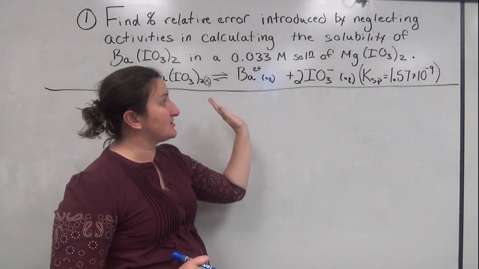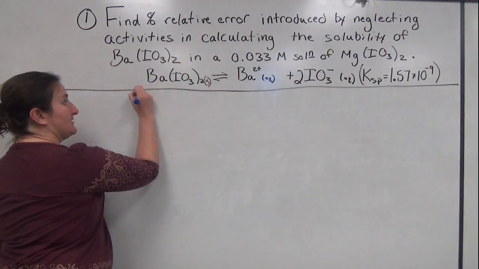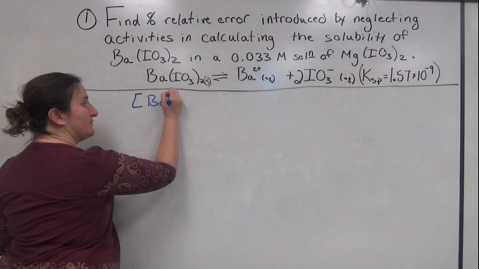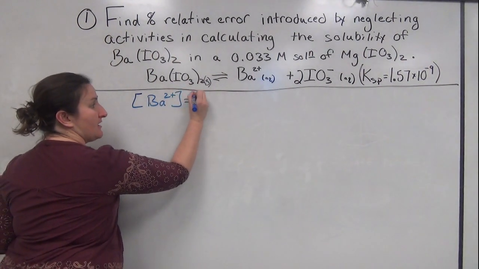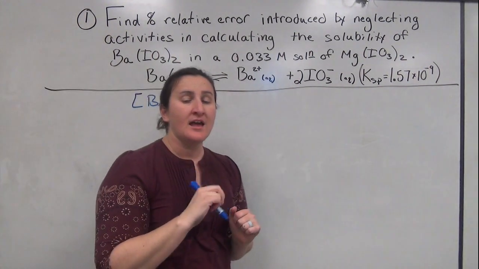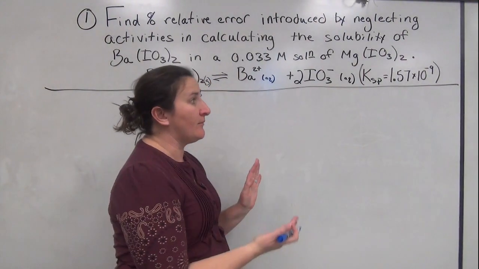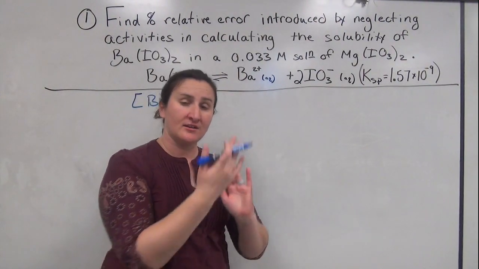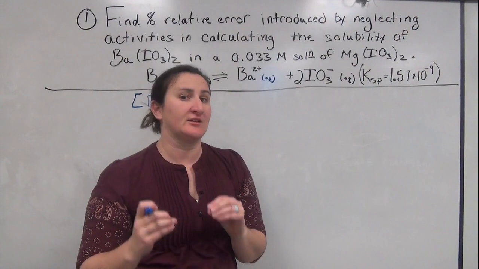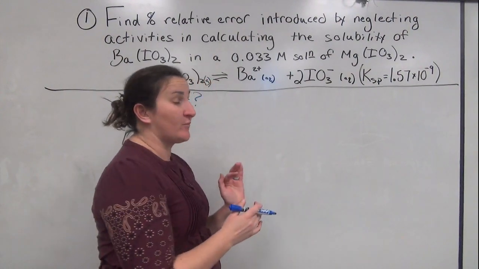So basically, this question is asking us, what is my concentration of barium if I neglect activities, and what is it if I do this problem the technically correct way and include activities as opposed to merely concentrations? So that's the problem we're going to do.